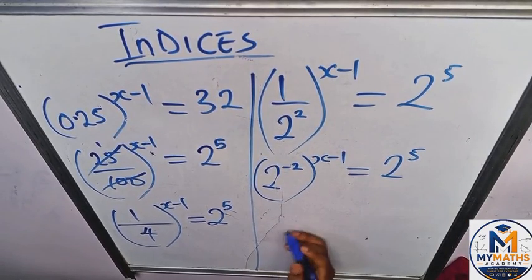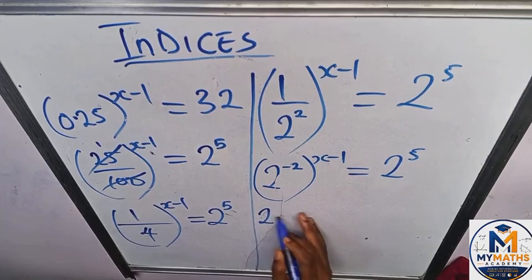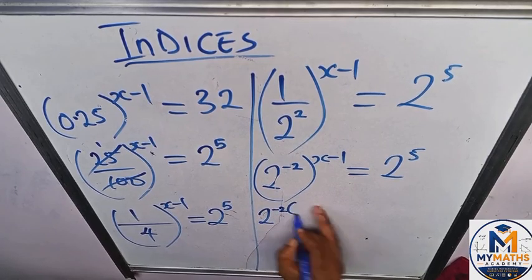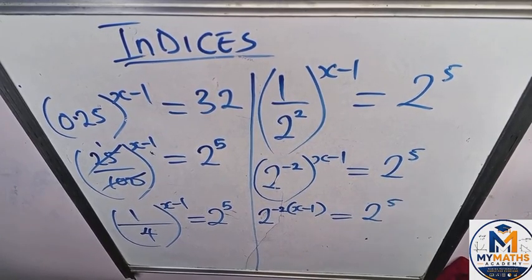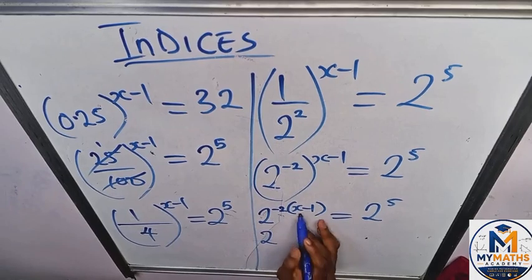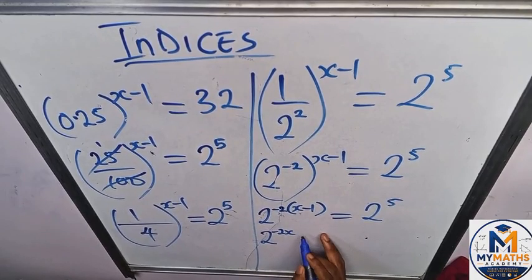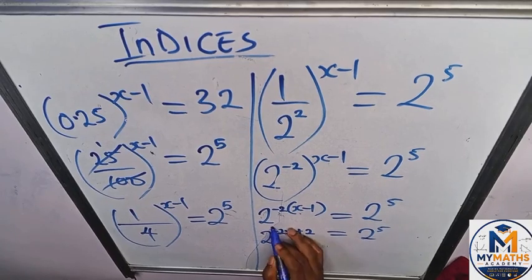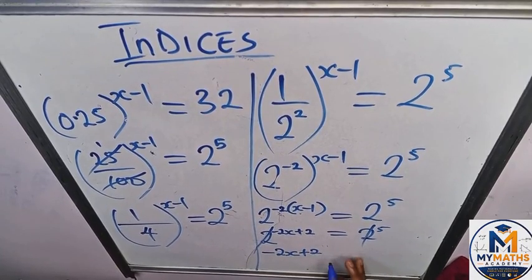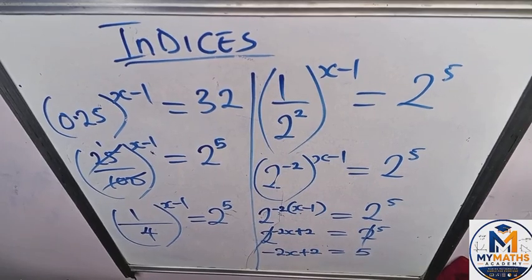So therefore, I'm going to have it as such. This is going to be 2 raised to power minus 2, open bracket, x minus 1, close the bracket, equals 2 raised to power 5. Then 2 raised to power minus 2 times x will give us minus 2x, minus 2 times minus 1 will give us plus 2 equals 2 raised to power 5. This 2 will cancel this 2. So we're going to have minus 2x plus 2 equals 5.